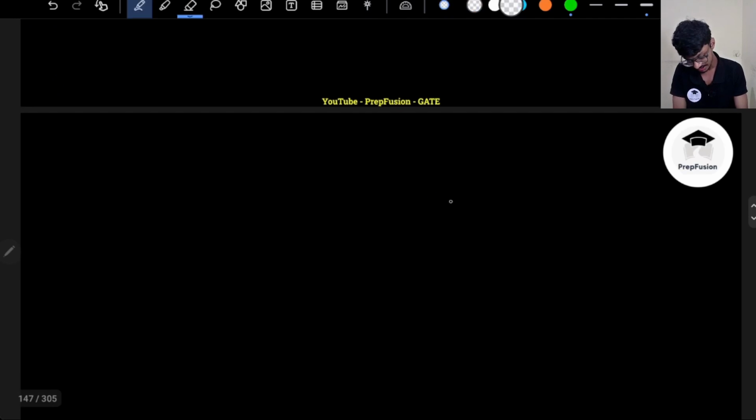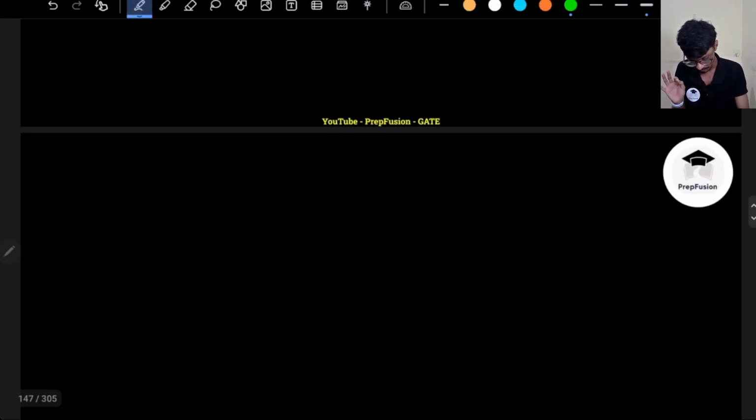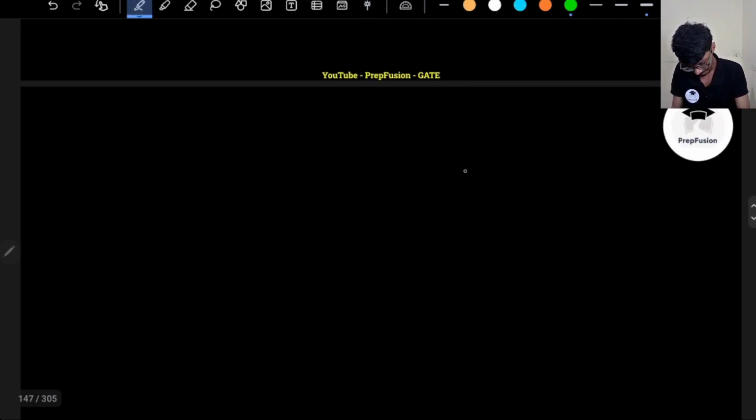So it is an alternator having synchronous reactance, this connected to an infinite bus. So I will draw the circuit diagram. So the circuit diagram will be this.